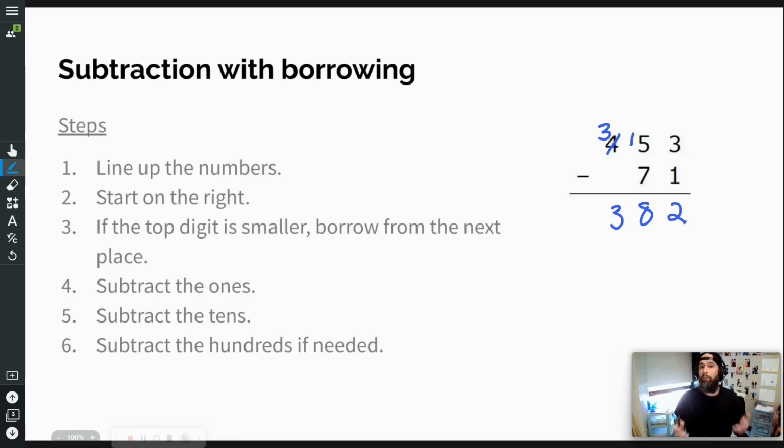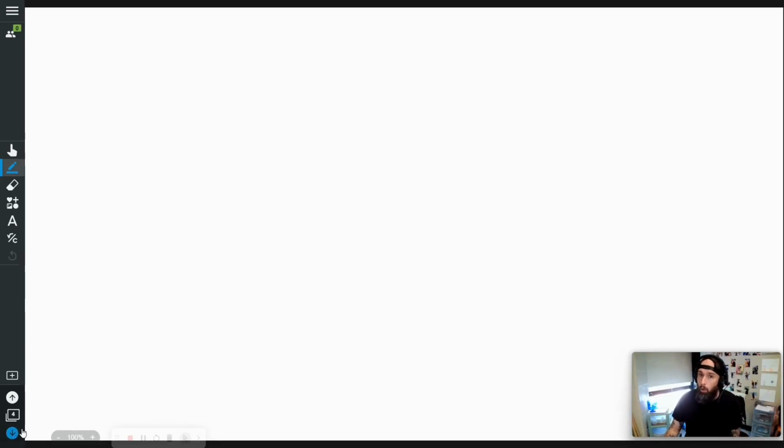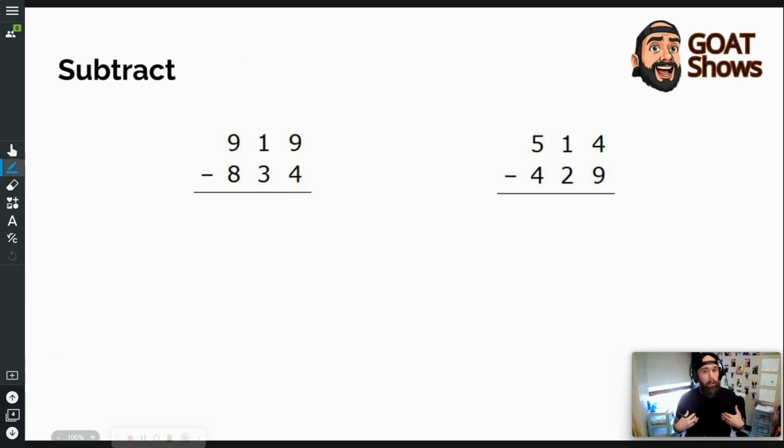So if we have to borrow, we move to the next number over, take 1 from that number and make it 15, 17, 12, whatever it has to be so that you can actually subtract. So that's borrowing. Now I'm going to do a bunch, you're going to do a bunch, and we're going to be perfect. So start all the way to the right.